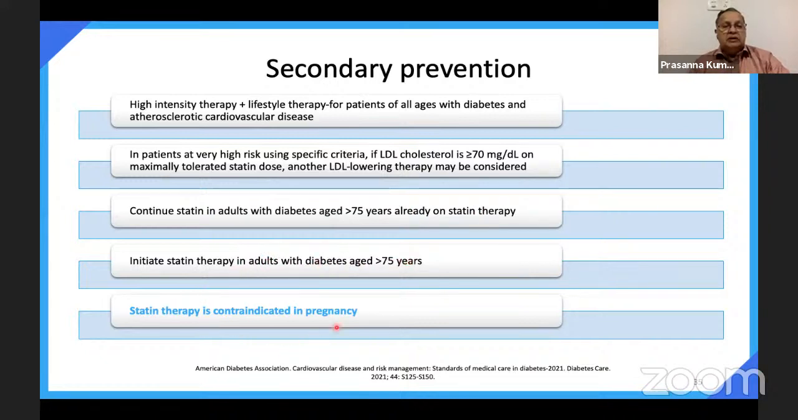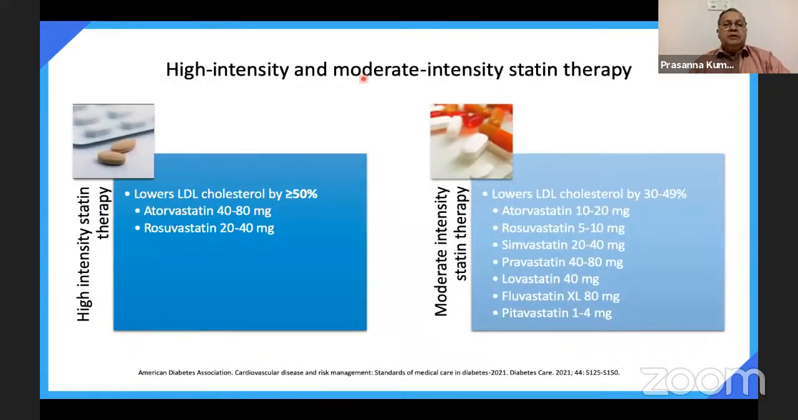Statin therapy is contraindicated in pregnancy. Please remember that. During pregnancy, don't use statin. Otherwise, if we see everybody above 40, irrespective of the risk, once they are diabetic, they should be on statin therapy. Then what do you mean by high intensity, moderate intensity? Lowering LDL cholesterol by more than 50%, that is high intensity statin. Atorvastatin 40 to 80, rosuvastatin 20 to 40.